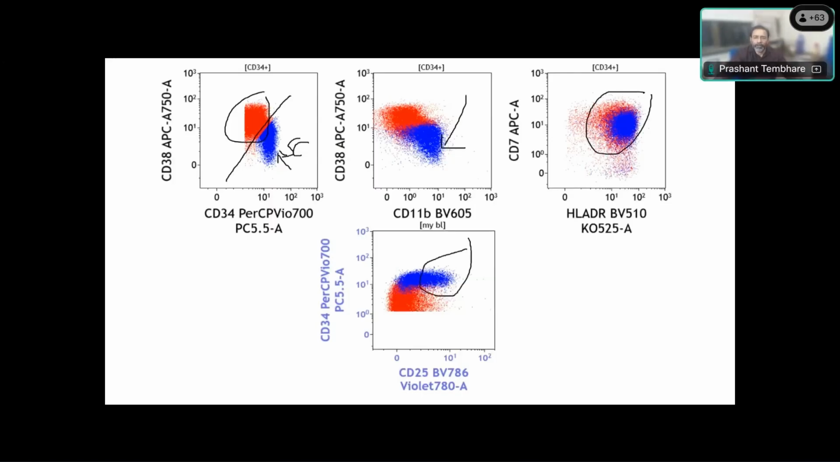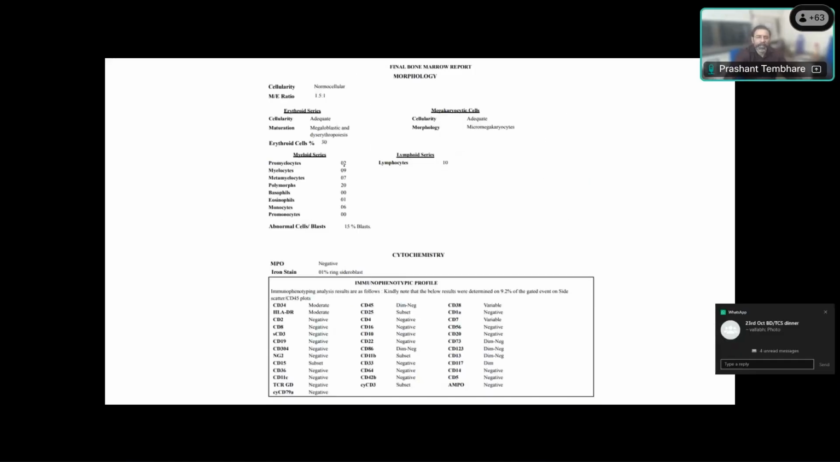So aberrant expression of CD11b on stem cell, aberrant expression of CD25, CD11b, and homogeneous expression of overexpressed CD7 indicates abnormal stem cell, in this case, abnormal blast. So, and there was dyspoiesis in monocytes as well as granulocyte. So we're looking at the morphology and everything, the blast percentage and everything.